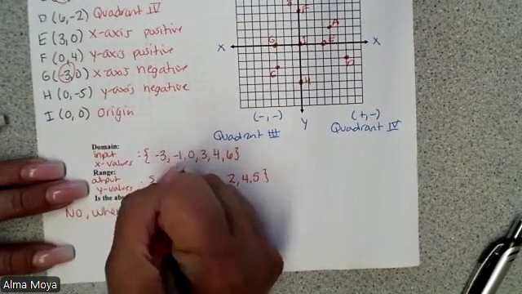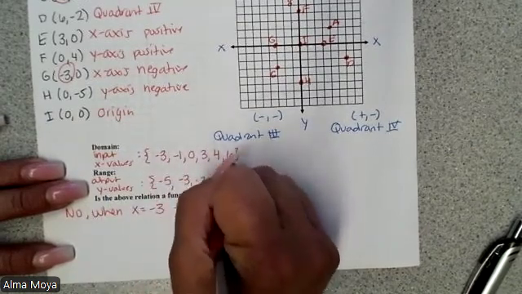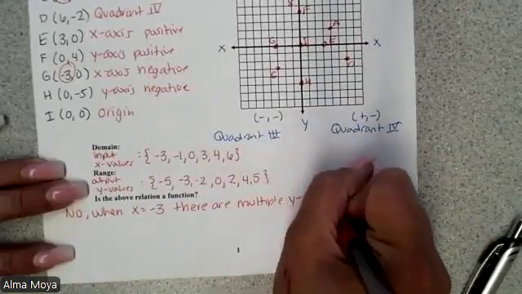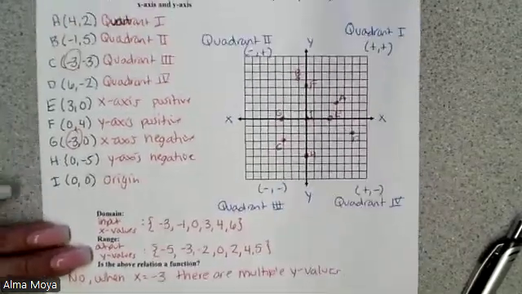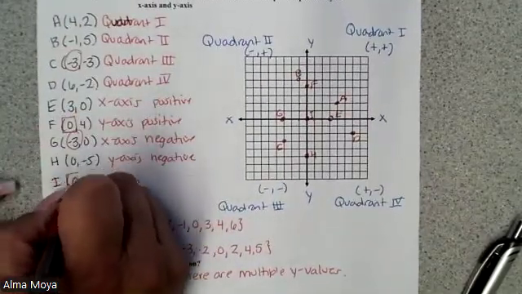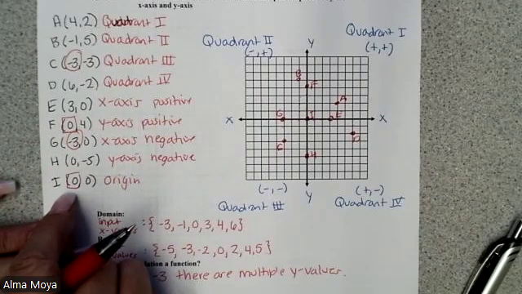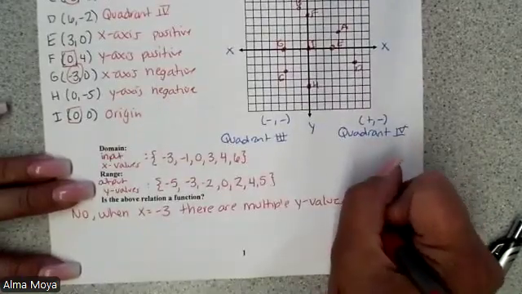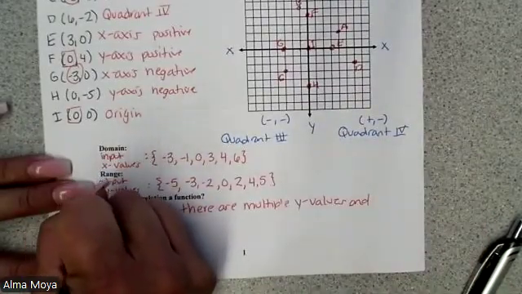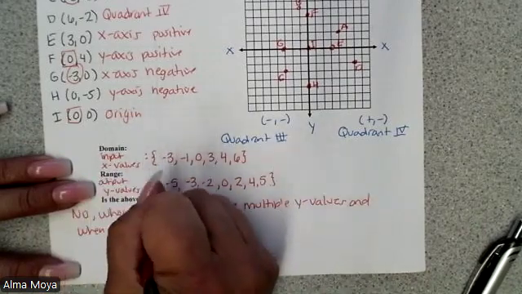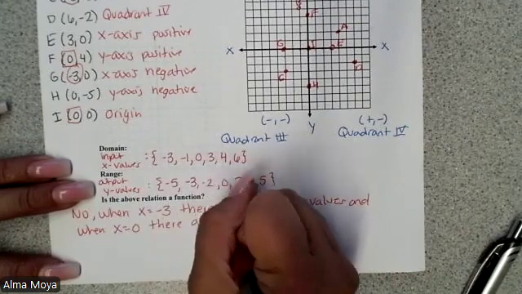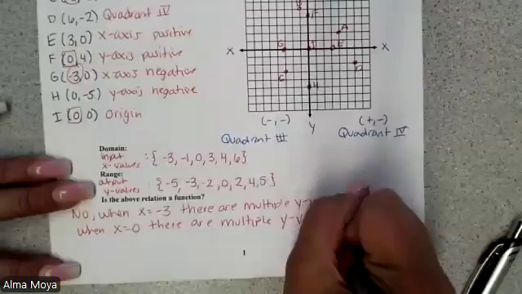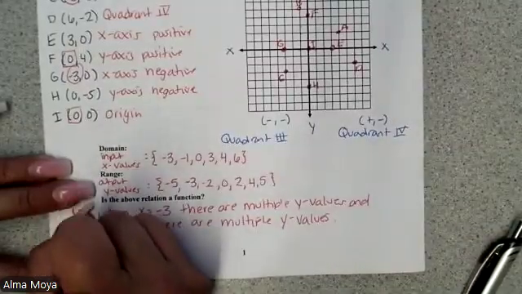When x equals -3, there are multiple y values. Also, if you look at 0, if I type in 0 on a vending machine, can I get product 4? And then if I type in 0, can I get a different product? No, you can't. And when x equals 0, there are multiple y values. So this relation is not a function.